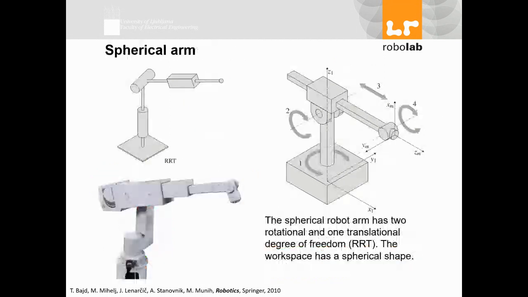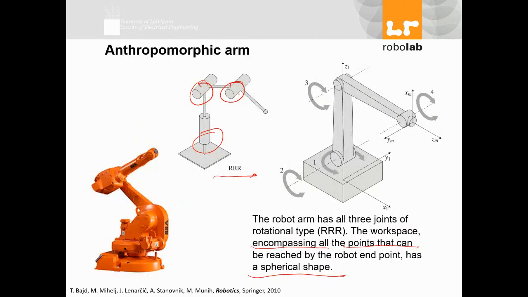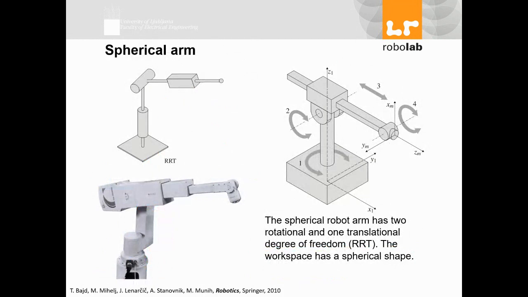It is an anthropomorphic kind of arm. The spherical arm is similar to the other one, but instead of RRR, look at this, the last one is also moving, so it is RRT.